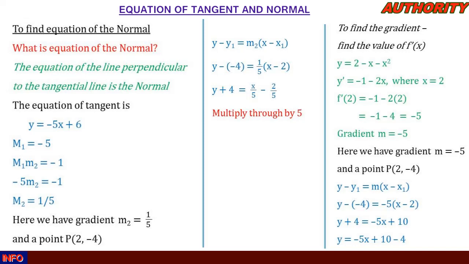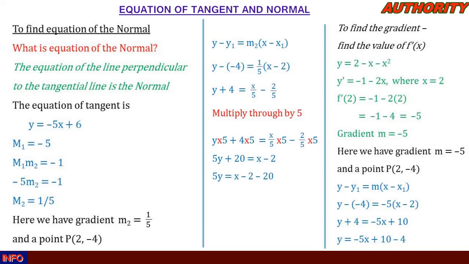So when we multiply everything, we have y times 5 plus 4 times 5 equal to x all over 5 times 5 minus 2 all over 5 times 5. So y times 5 gives us 5y plus 4 times 5, which is 20, equal to x all over 5 times 5. The 5 cancels 5, and we have x remaining. Then 2 all over 5 times 5 gives us minus 10 all over 5, and minus 10 divided by 5 gives us minus 2. Is that true? Yes. So here we see that 5y plus 20 is equal to x minus 2. Let's take 20 to the other side.